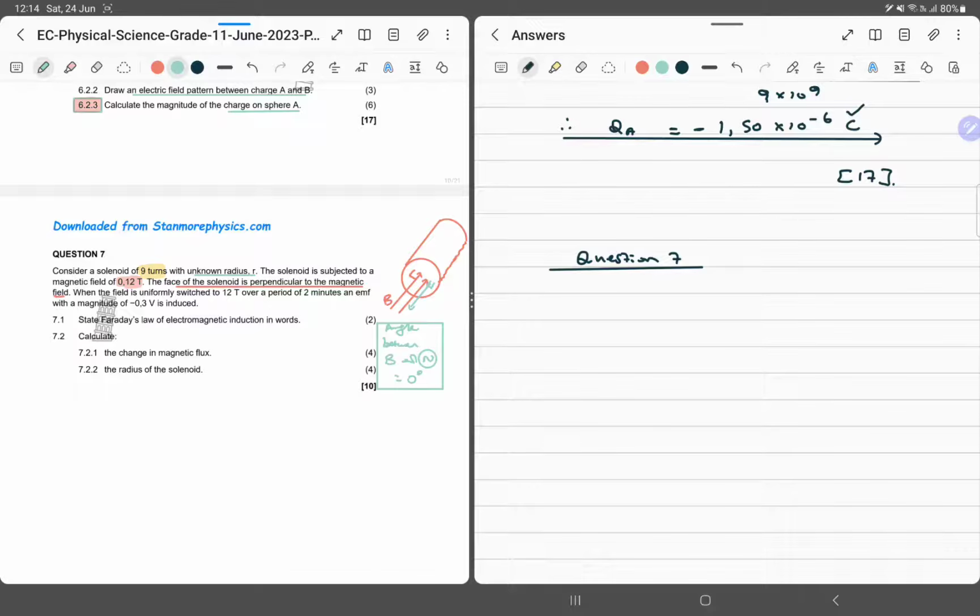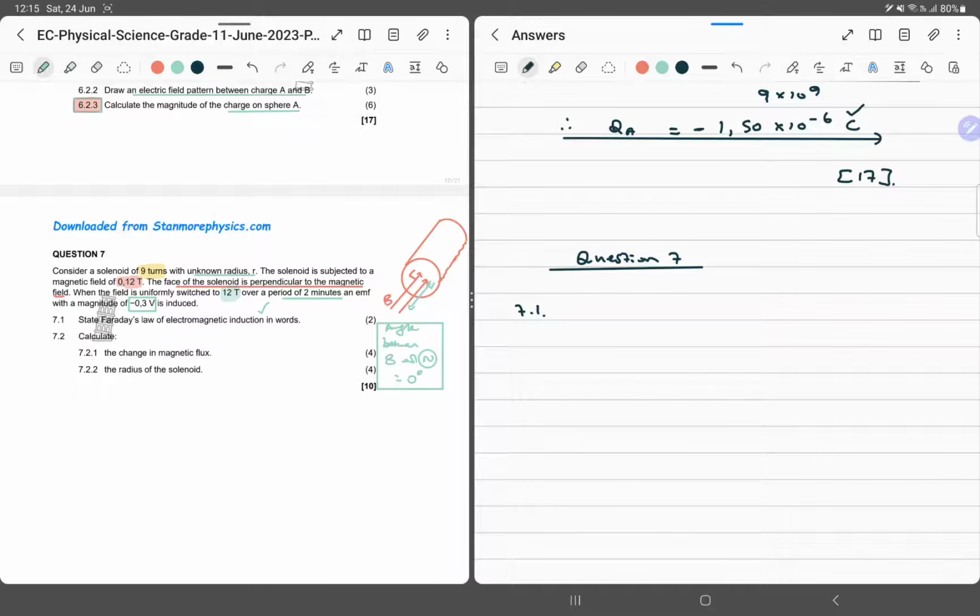Now it says when the field is uniformly switched to 12 Teslas over a 2-minute period, an EMF of minus 0.3 volts is induced. State Faraday's law of electromagnetic induction in words. This is cool because it's textbook work that you should already know.